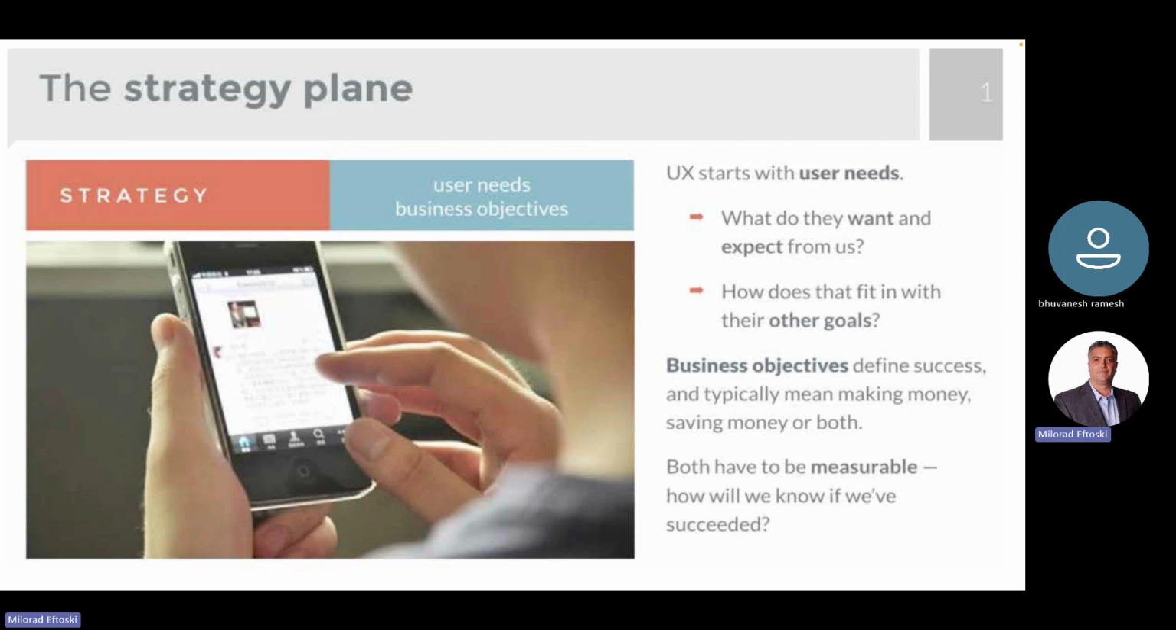Business objectives typically mean making money, saving money, or both. Both have to be measurable. How will we know if we've succeeded? Measurable means you have to be able to measure success. How do you measure your success? You look at your bank account. If you see a plus, you know you got money. If you see a minus, it's not good. You've got to measure your liquid assets, your money. So you have to be measuring success.